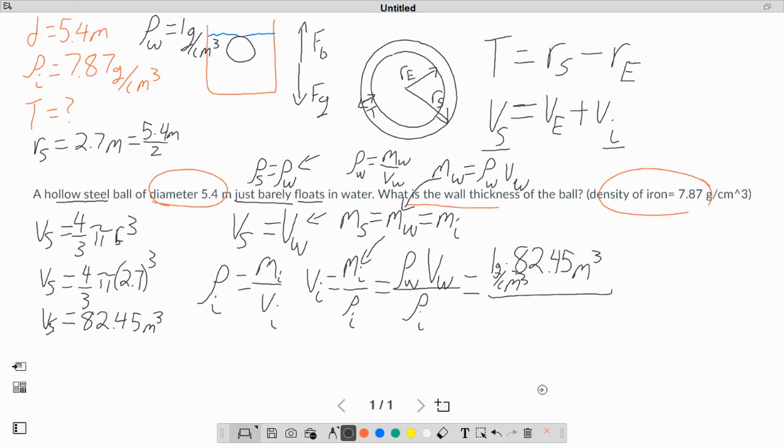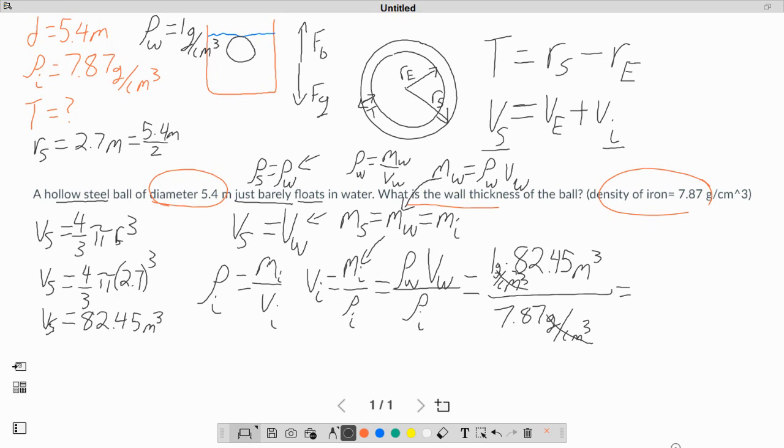Divided by the density of iron, which is 7.87 grams per centimeter cubed. Now, you'll notice that meters and centimeters are not the same unit, but the units will cancel, so nobody cares. Essentially, we just need to take this number divided by 7.87. So we'll do that, 7.87.